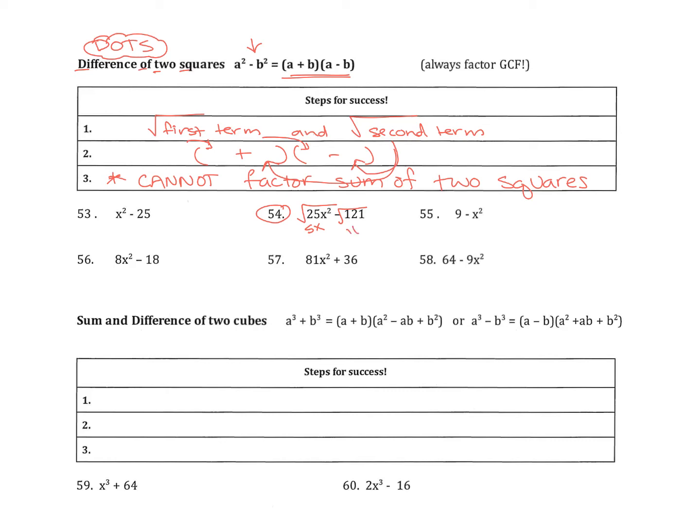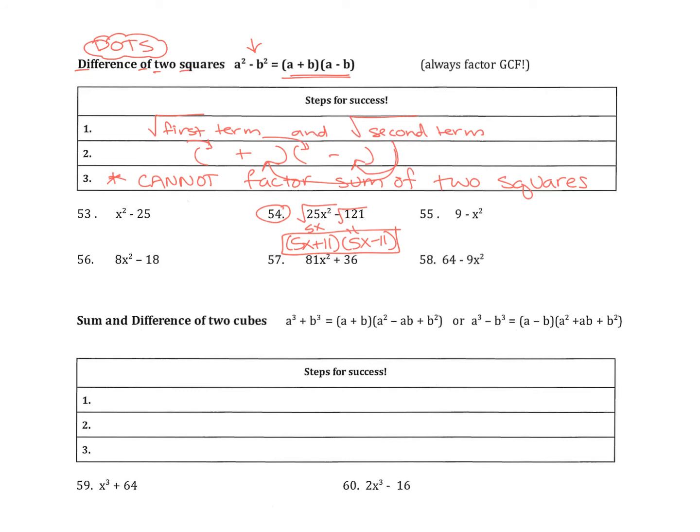11 times 11 is 121, completely ignoring the negative here. And so my answer is the sum and difference of my square roots, like in step 2. So I'm going to write the sum of my square roots and the difference of my square roots. This is my answer. You could put them in either order. You could have the 5x minus 11 first if you want, and the 5x plus 11 second. And the reason why this always works is the plus minus.